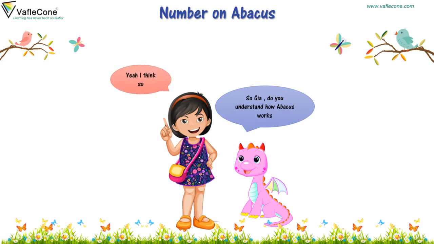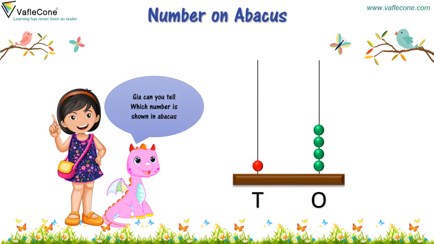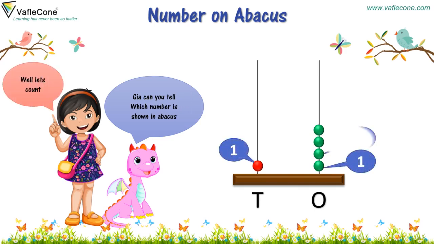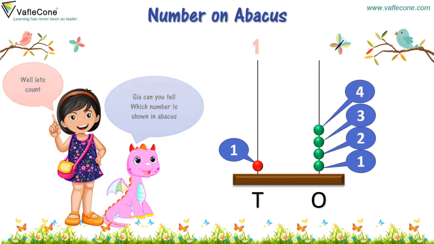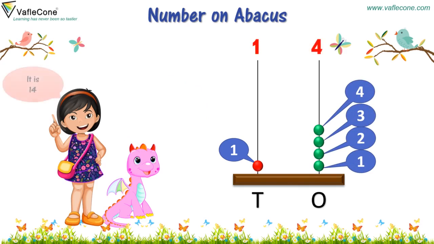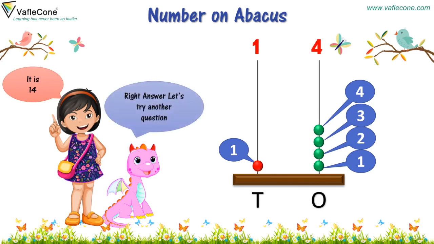Yeah, I think so. Friends, let's start a game to see how much you know. Yeah, that would be fun. Gia, can you tell which number is shown in Abacus? Well, let's count. 1, 1, 2, 3, 4. 1, 4. It is 14. Right answer.